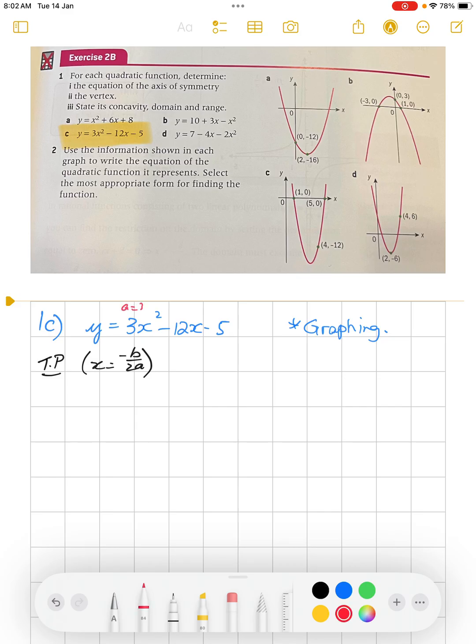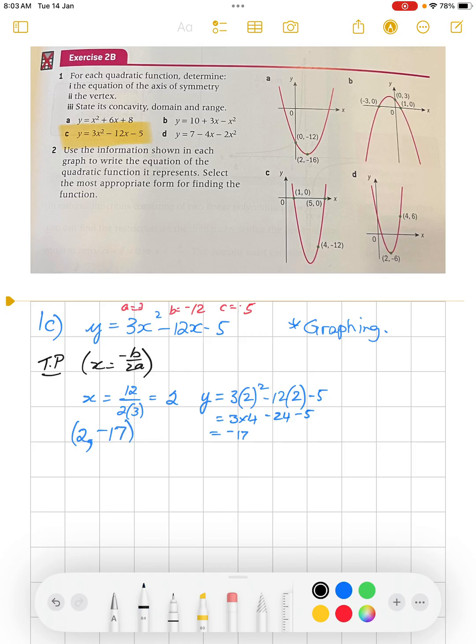So the a value is 3, the b value is negative 12, the c value is negative 5, and so it'll happen when x equals negative b, so that's positive 12, over 2 times a, so 12 over 6 is 2. So it happens when x is 2, and if we substitute that into the equation to get the y value, we get 3 times 2 squared minus 12 times 2 minus 5, so 3 times 4 minus 24 minus 5. Let's do the mental maths. Negative 17. So it's turning at the point 2, negative 17.